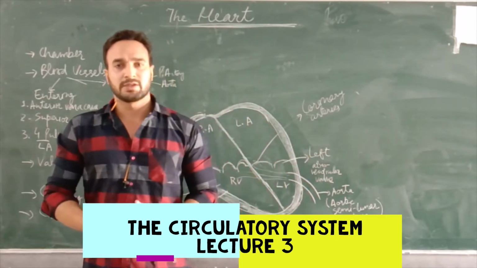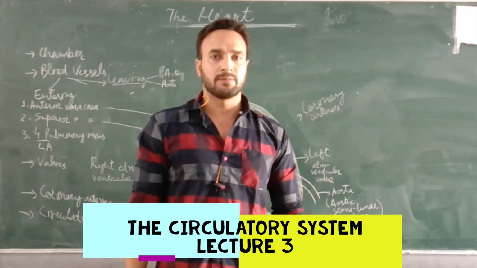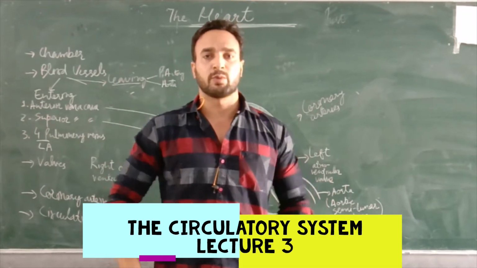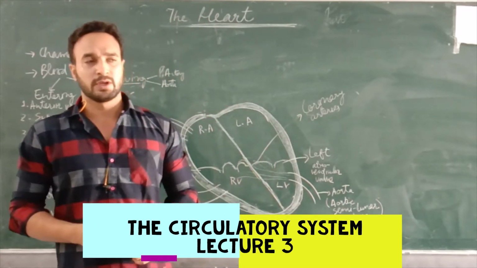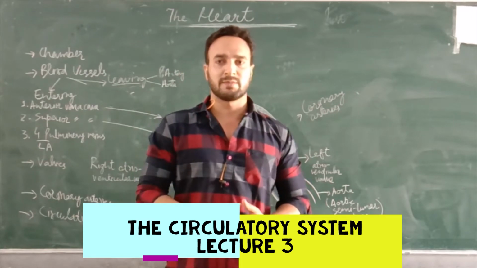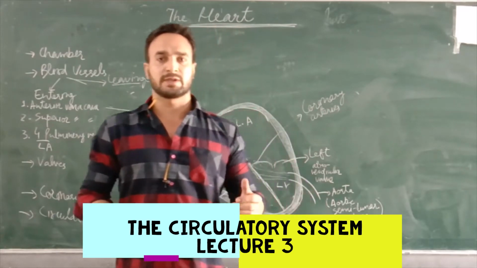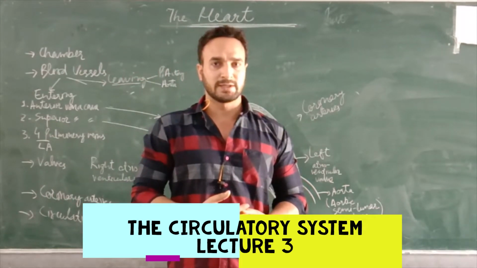Well, in the previous lectures, we were discussing the circulatory system, right? We discussed the different fluids that are circulating in our body: the blood, the lymph, and the tissue fluid. We also discussed the different components of the blood, that is blood plasma and the blood corpuscles, which consist of the RBCs, the WBCs, and blood platelets, right?